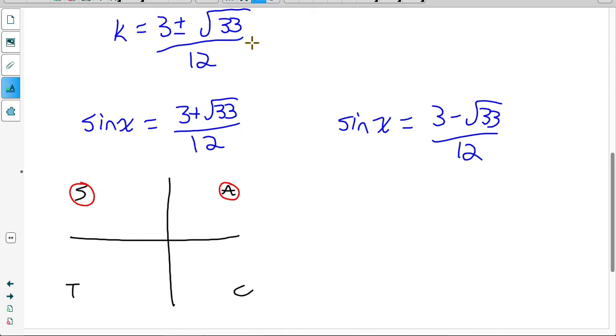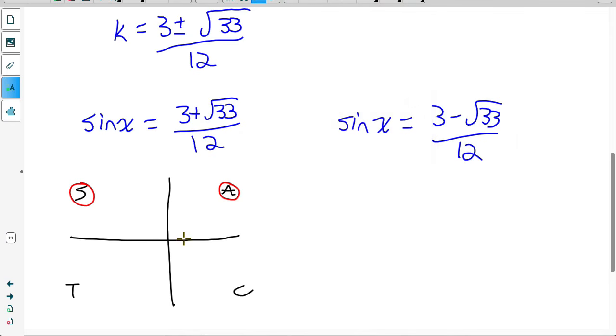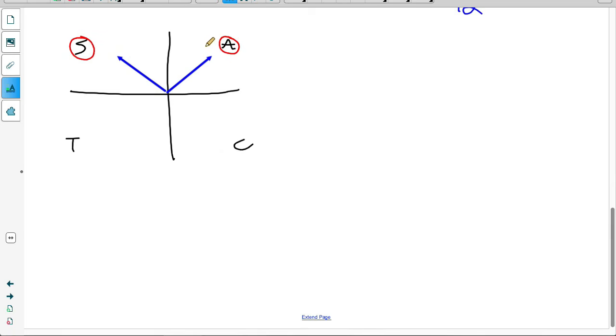And I'll draw terminal arms in those two quadrants, and I know those two terminal arms are going to have the exact same reference angle. And I'll use my calculator to get an approximate value for those reference angles, but I know they're going to be the same reference angle. So I'll call this one my first answer. I'll call that one my second answer.